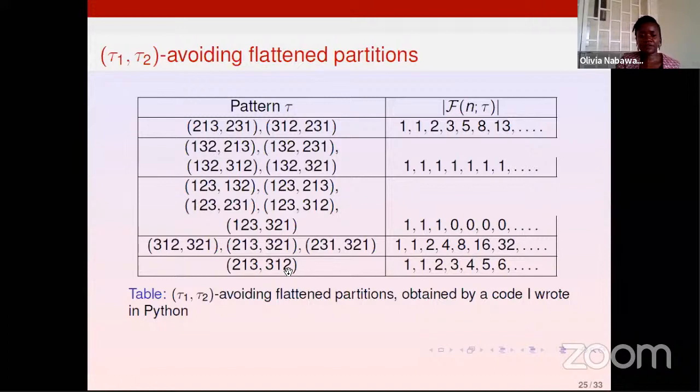And then this last pair, 213 and 312, gives us a counting sequence 1, 2, 3, and so on. Still, we obtained the first few values of these sequences through Python code that we wrote.